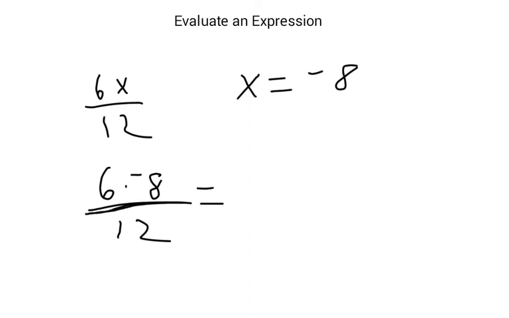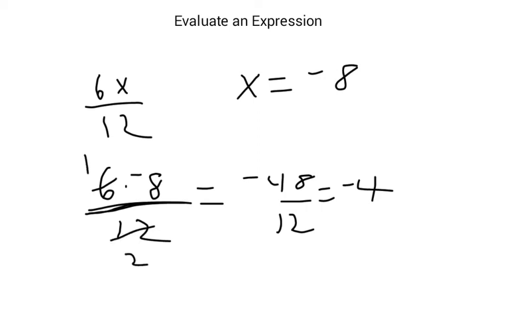Although you can actually, well, I'll do it this way first, and I'll show you a second way. 6 times -8 is -48. Divided by 12 is -4. I could have done also, there's 1 6 in 6, and there's 2 6s in 12. Then I could do 1 times -8 is -8, divided by 2 is -4. I could even do this, that 2 goes into 2 one time, and 2 goes into -8, -4 times. And then I have 1 times -4, and that's also -4.